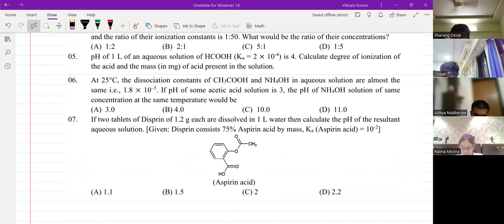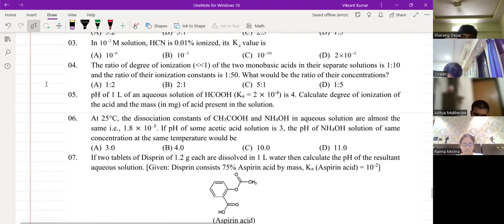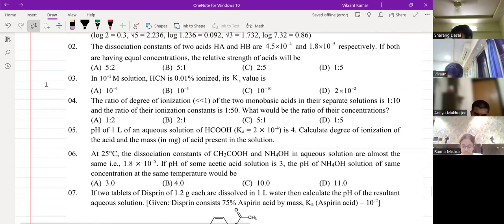Let me just give a note so that it will help you. Sometimes they'll be asking you the relative strength of acids. For weak acids, if they are asking you relative strength, it is the ratio of their H plus coming at a given concentration. And we just said H plus was under root K into C. So it is the ratio of the square roots of their K values. So whenever they are asking you relative strength, I think it is this one, not this one.